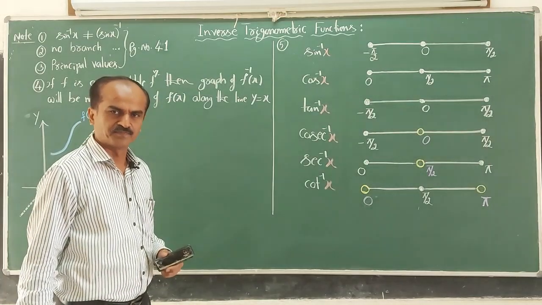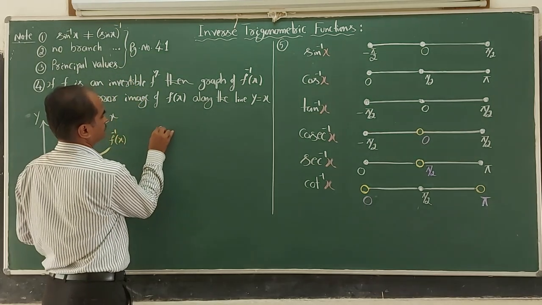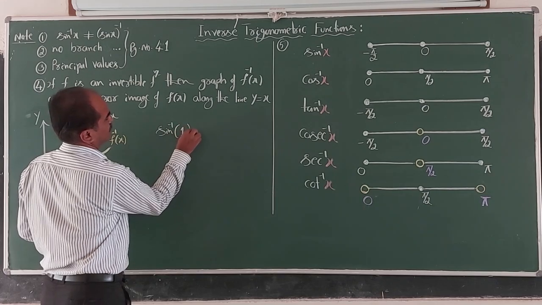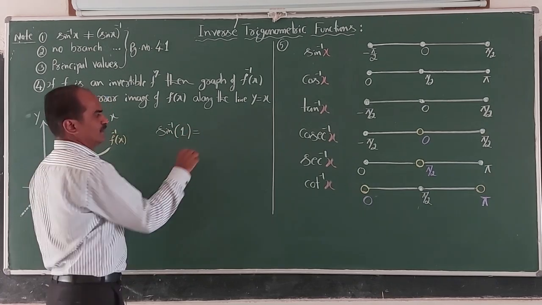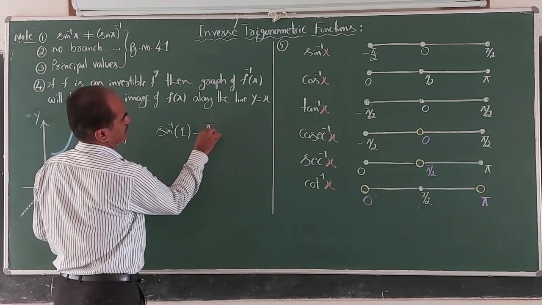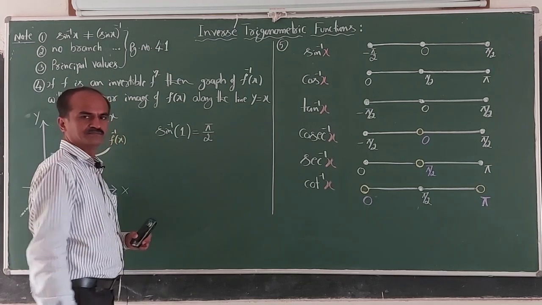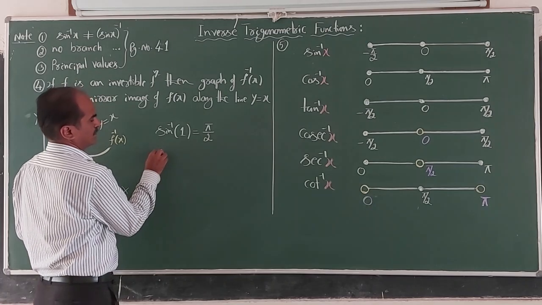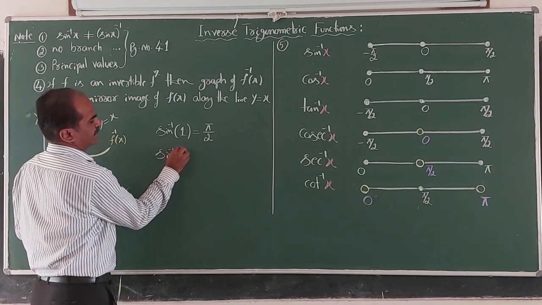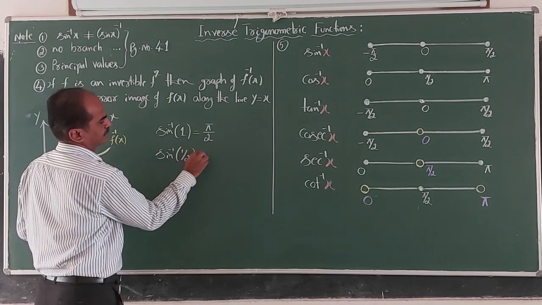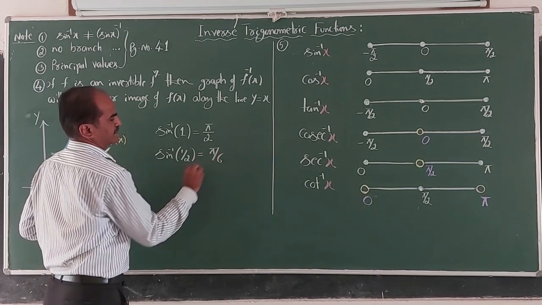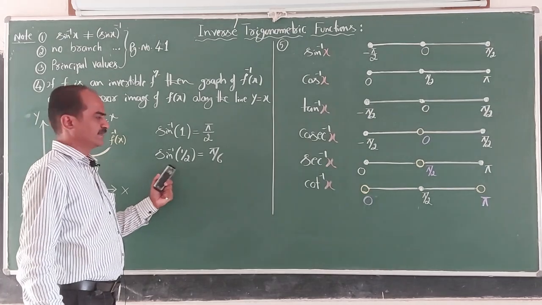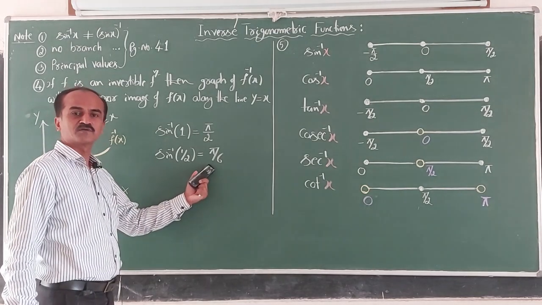As an example, if I take sin inverse of 1, we know that sin inverse of 1 is pi by 2, because sin pi by 2 gives us 1. If I take sin inverse of 1 by 2, it gives us pi by 6, because sin pi by 6 is 1 by 2. Hence, sin inverse of 1 by 2 is equal to pi by 6.